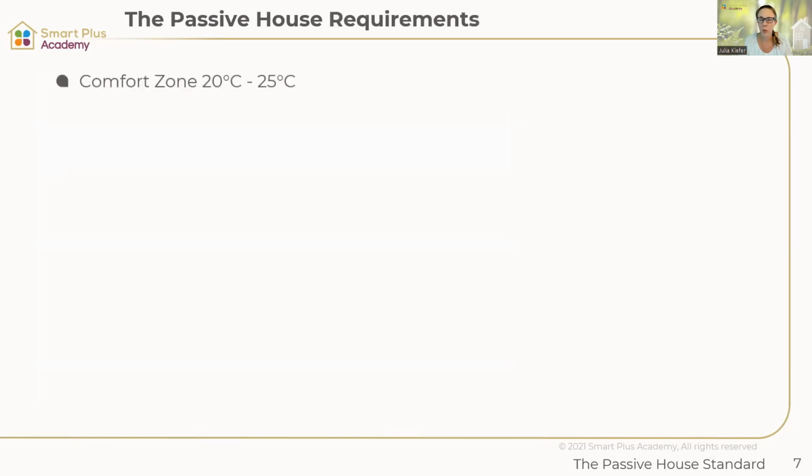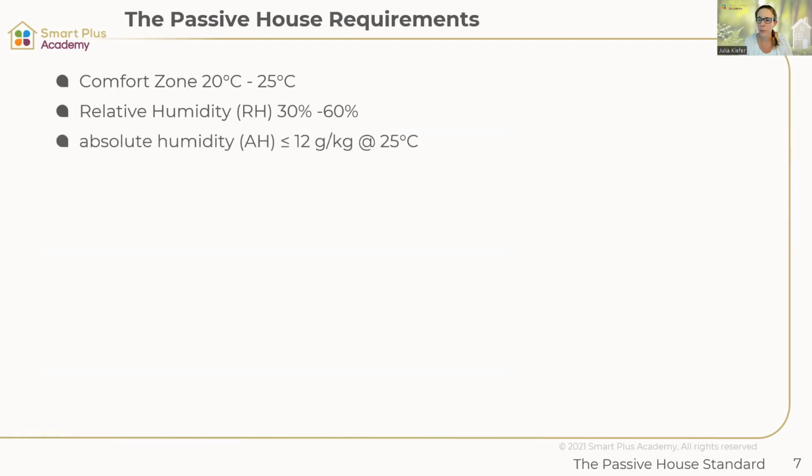And what are the Passive House requirements? Other requirements than our energy usage are, for example, our comfort zone needs to be between 20 and 25 degrees all year round with a relative humidity of 30 to 60%. Then we want an absolute humidity that relates to that of less than 12 grams per kilogram at 25 degrees. A minimum temperature at any point in the building, so at any thermal bridge, of 12.6 degrees. That is to avoid mold growth. Because if the temperature is lower, then we can get a high relative humidity or even condensation, and then we could have mold in our building, which we really want to avoid.